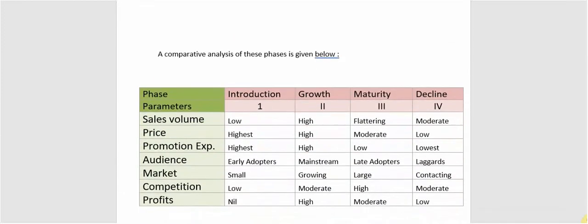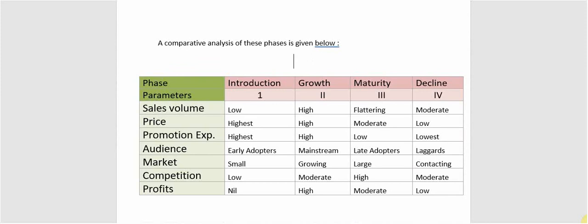So let us see the different parameters in each PLC. As I said earlier, the introduction stage, growth, maturity and decline are the first, second, third and fourth phases. At the introduction stage the sales volume will be low, at the growth stage it will be high, at the maturity stage it will flatten, and it will be moderate at the declining stage. This is the behavior of the sales volume in different stages of the product life cycle.